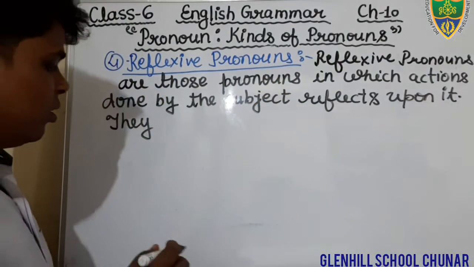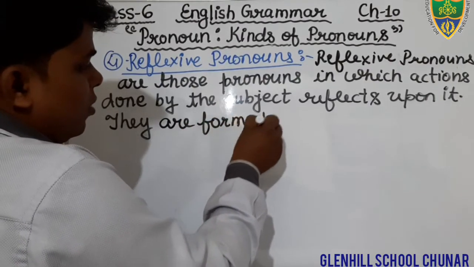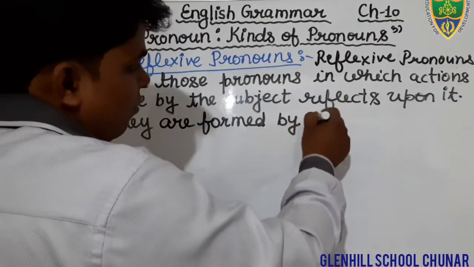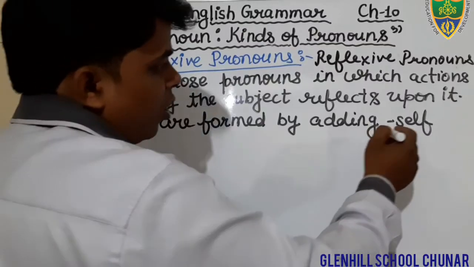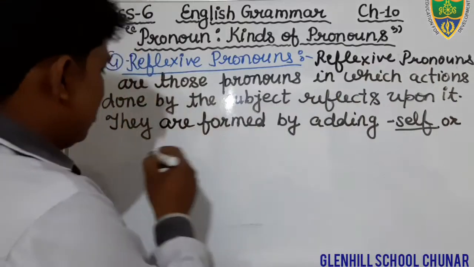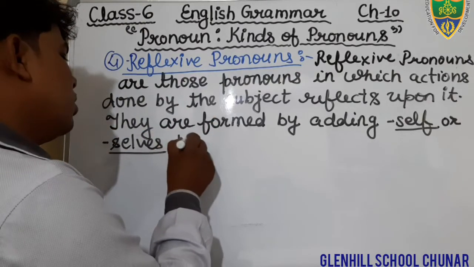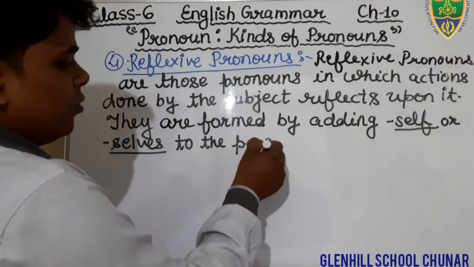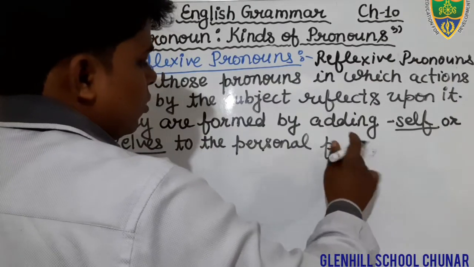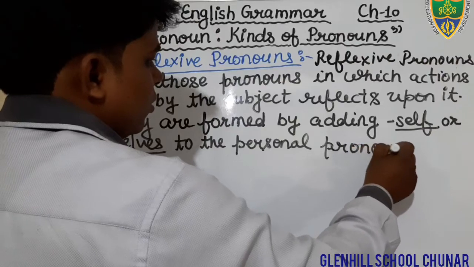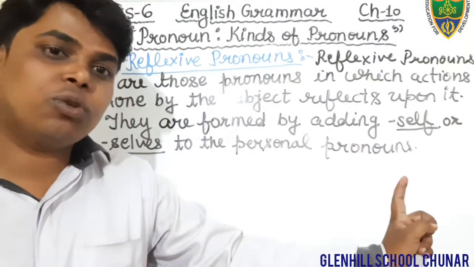They are formed by adding self, S-E-L-F, or selves, S-E-L-V-E-S, to the personal pronoun. Okay, students, just see, how do we form a reflexive pronoun? By adding self or selves to the personal pronoun.